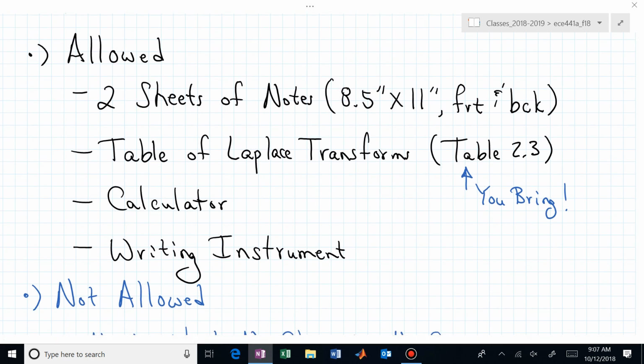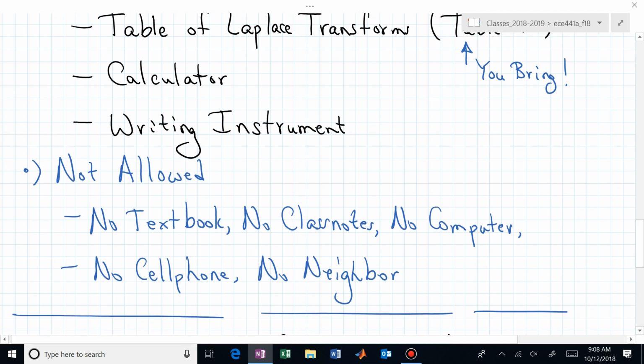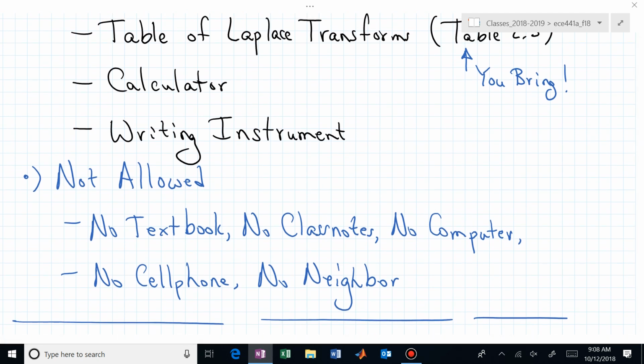You need to bring, if you want it, a table of Laplace transforms. That's table 2.3. You might have to go back to exam 1 to find that on the website, but you should be able to print that out, and so you'll have 3 pages of your own material with you during the exam. 2 for your own notes, front and back, and the Laplace transform table is the front. You might want a calculator, something to write with. What's not allowed: no textbook, no class notes, no classmates, so no neighbor, no computer, and no cell phone. Questions on exam number 2?